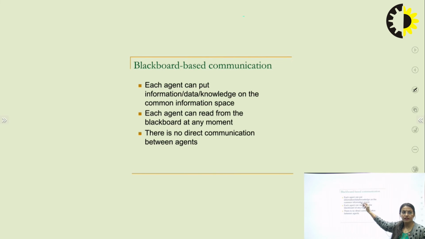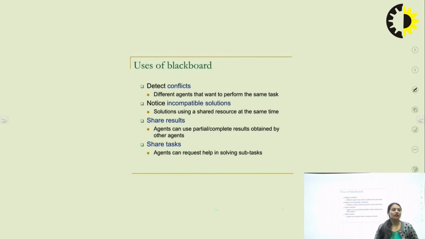So each agent can put information, data and knowledge on the common information space, then they will be able to read all the information from the board, and there is no direct communication between the agents, as I've already told you. Then why are we using the blackboard system? Because I can easily detect conflicts. If different agents want to perform the same task, it is easier for the central coordinator to detect that a conflict is going to arise, so it will resolve it at the scratch level only.